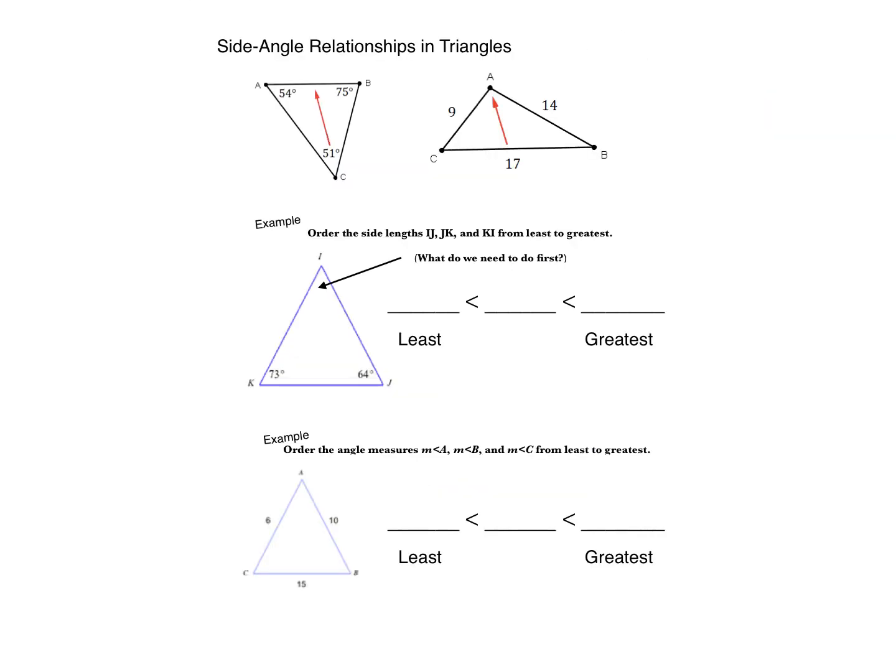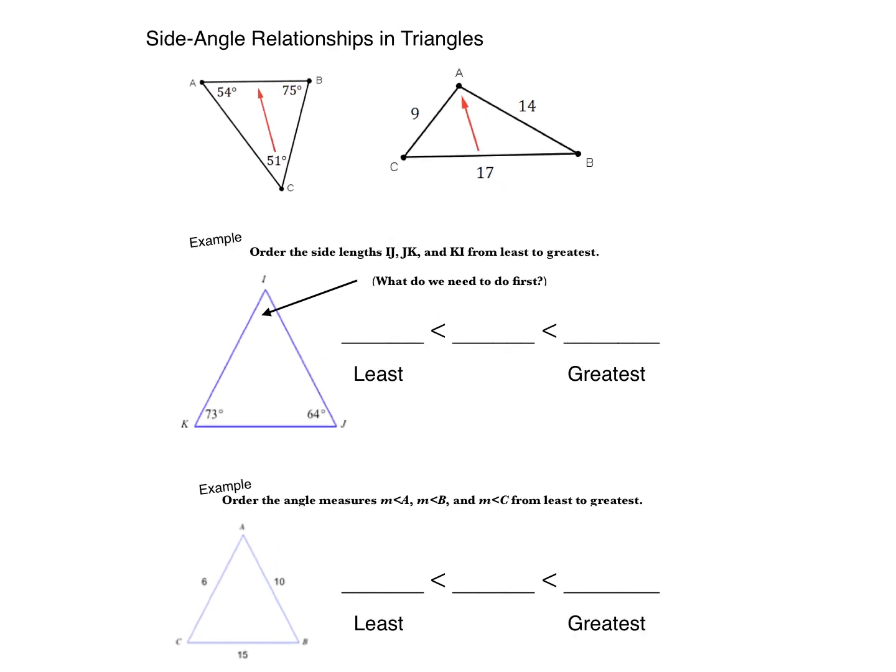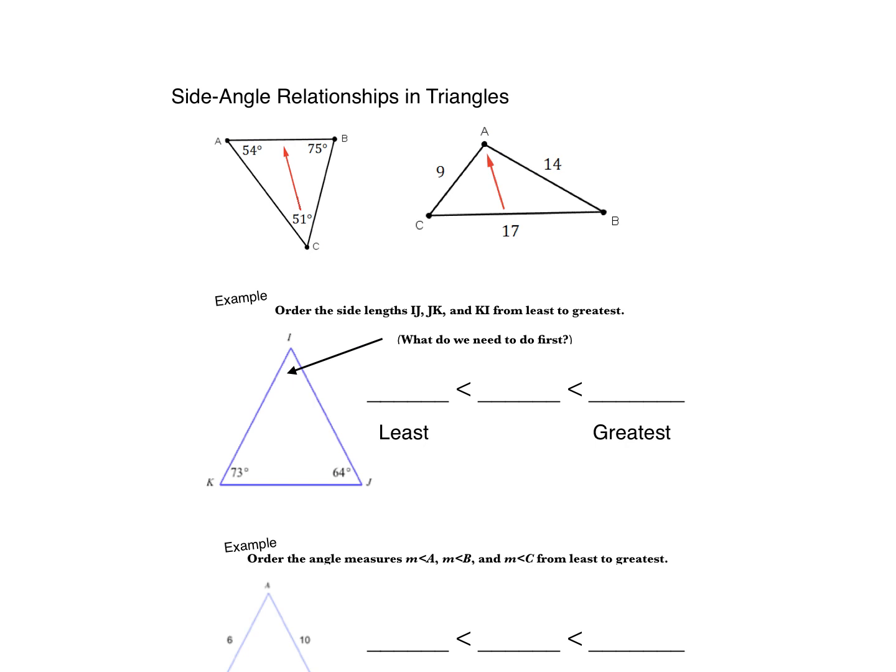And then the last one in 3.4 is talking about side-angle relationships in triangles. So basically, when you are looking at a triangle, the side and the angle across from it correspond to one another. What I mean by that is if 51 is the smallest angle measure in your triangle, then the side across from 51, which we would call line segment AB, must also be the smallest side in the triangle because it is right across from the smallest angle.